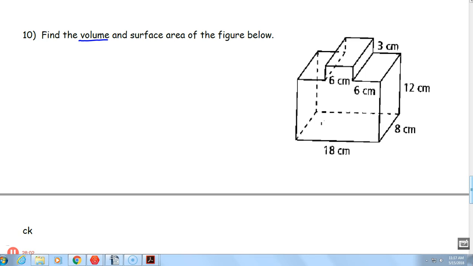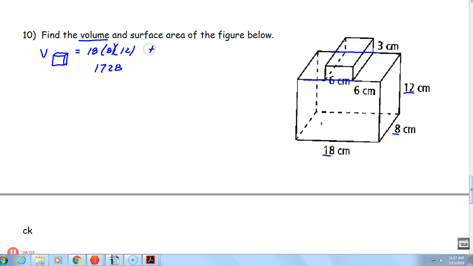So volume of this box. I'm going to ignore that little nub on the top there, and I'm just going to pretend we just have a box. So my box is 18 by 8 by 12, length, width, height. So the volume of the big box is 18 times 8 times 12 for a grand total of 1728.